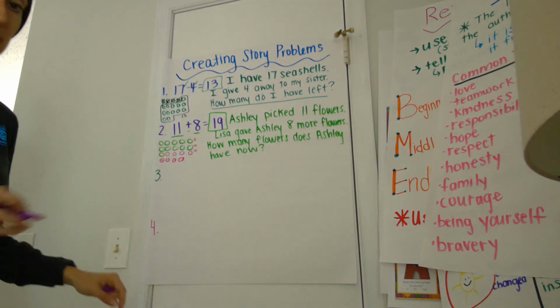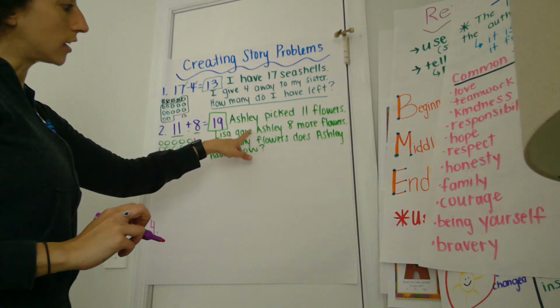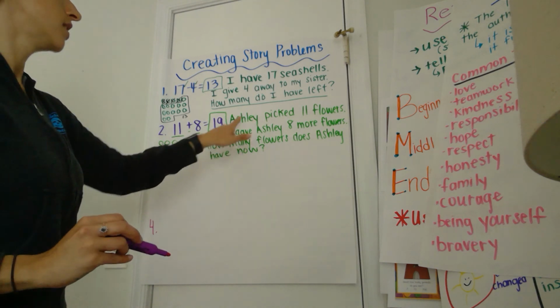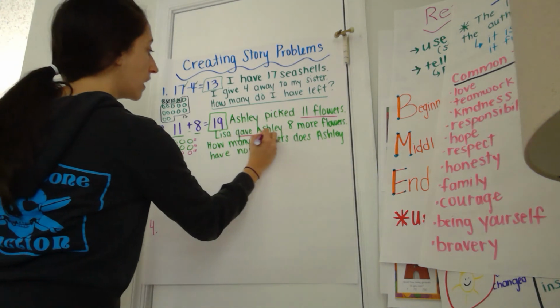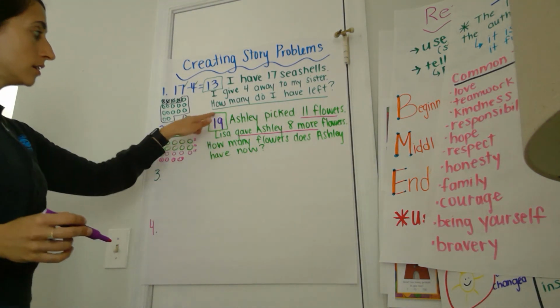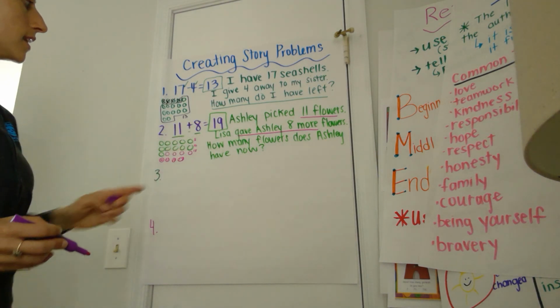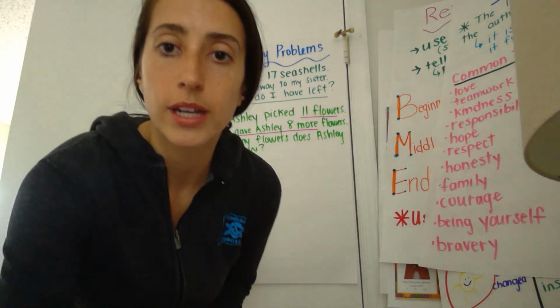Did I solve it correctly? Sure did. Did I create a story problem that shows this? I sure did. She picked 11 flowers, gave Ashley 8 more. We're adding. How many does she have now? That's what you're answering for. 11 plus 8 equals 19. Okay? All right. I'm going to pause real quick while I draw a picture.